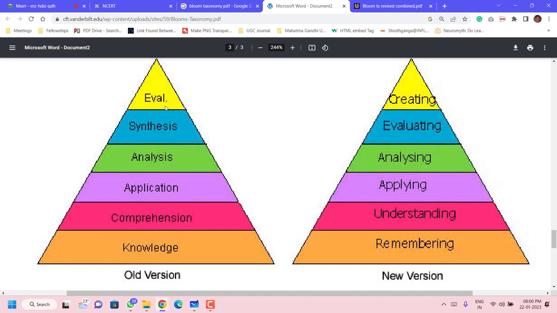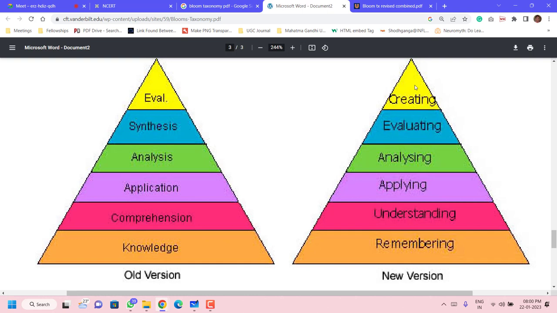This was the original subdomain that was proposed by Bloom. However, later on, it was revised by Anderson. And the revision was based upon two things. First, you might be seeing that this is in the noun form and this is in the verb form. Second, you will see that instead of evaluation, at the top level it is creating. And there is a reshuffling of the things. Like that, evaluation came here, and instead of synthesis, at the top it is creating.